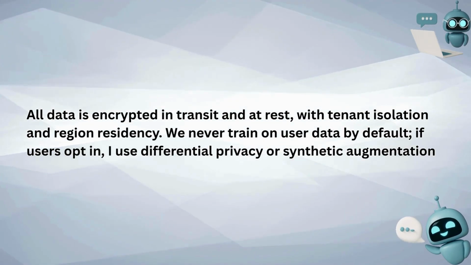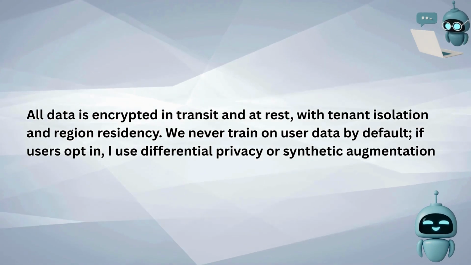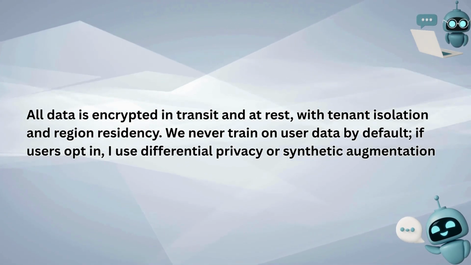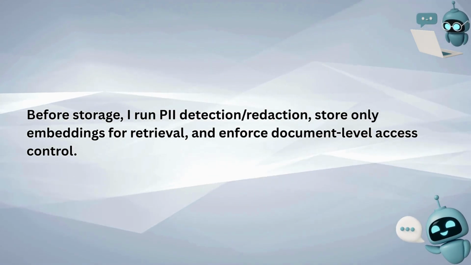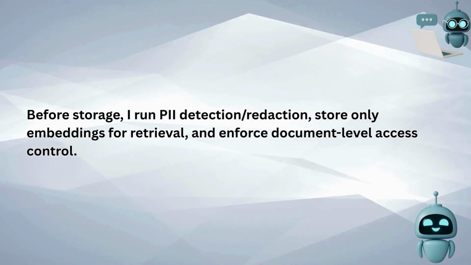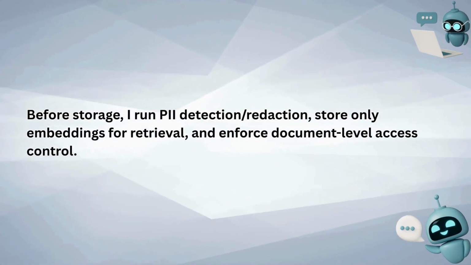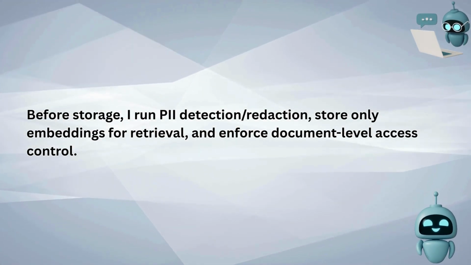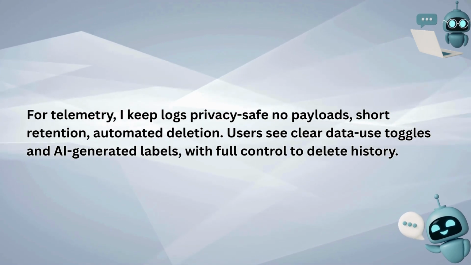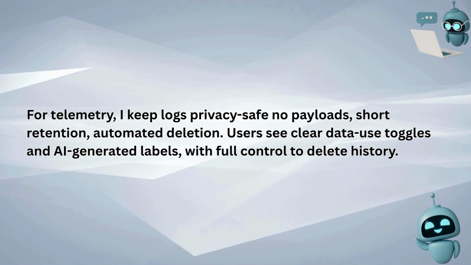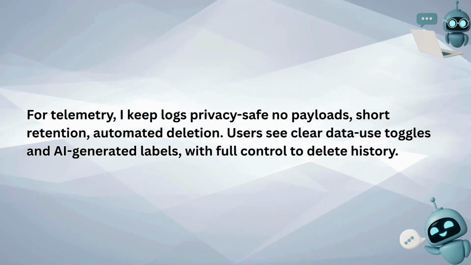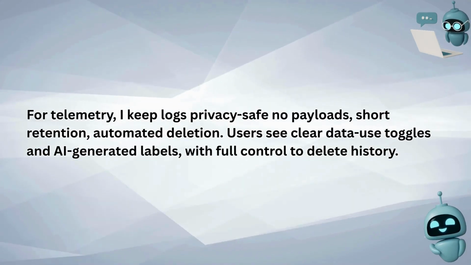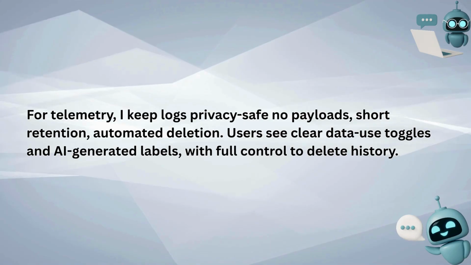We never train on user data by default. If users opt in, I use differential privacy or synthetic augmentation. Before storage, I run PII detection and redaction, store only embeddings for retrieval, and enforce document-level access control. For telemetry, I keep logs privacy-safe: no payloads, short retention, automated deletion. Users see clear data use toggles and AI-generated labels, with full control to delete history.